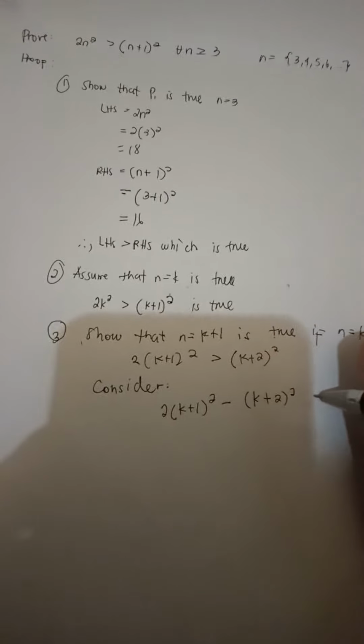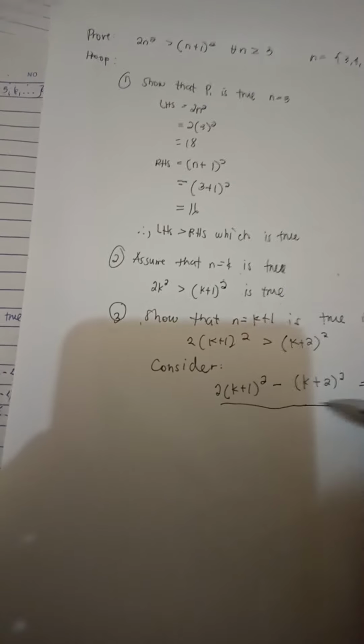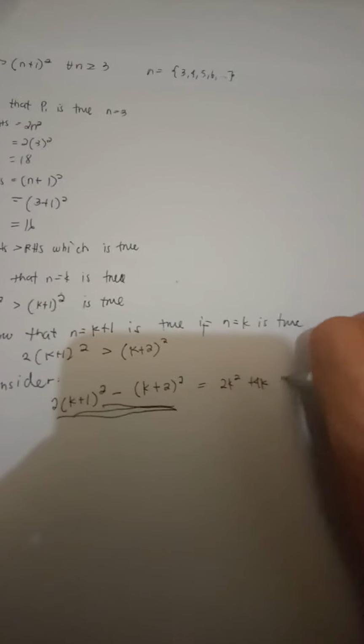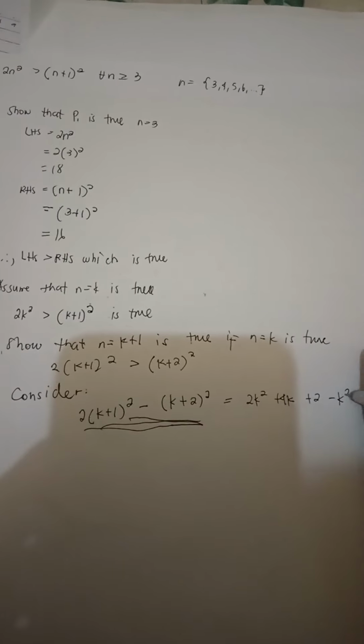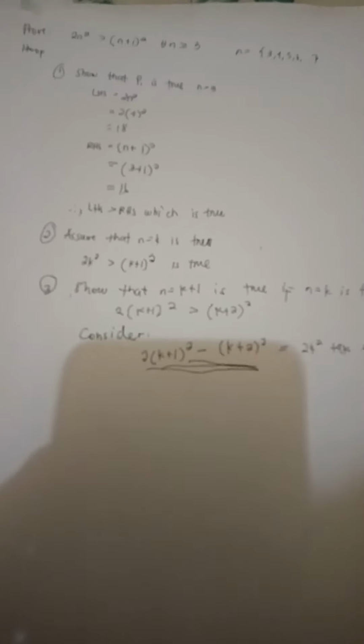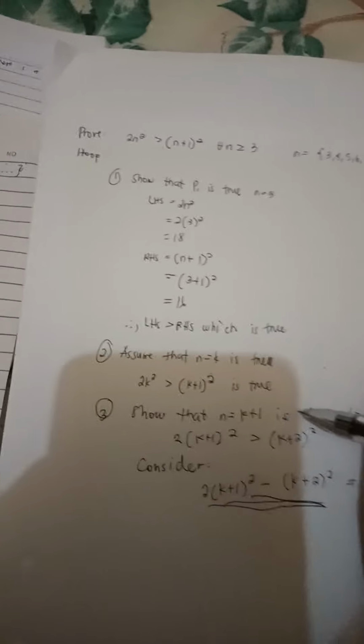So we can do a bit of expansion here. So we are going to simplify this line. So it is equal to 2k squared plus 4k plus 2 minus k squared minus 4k minus 4. So this step is really important.